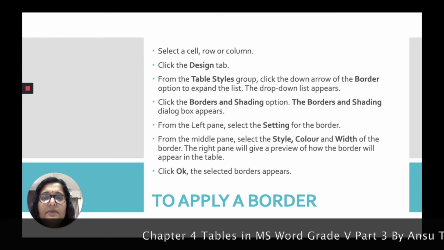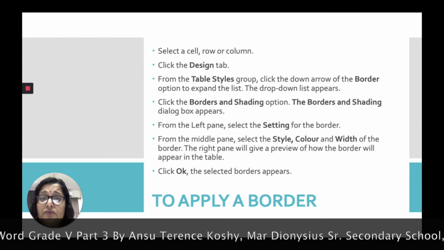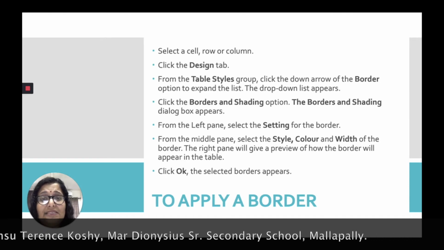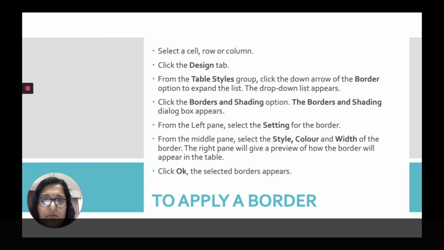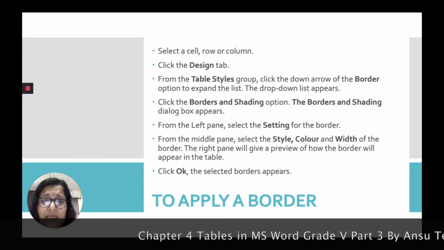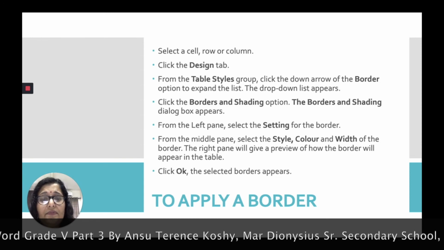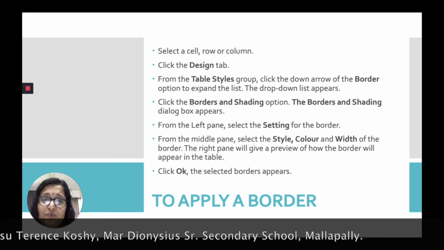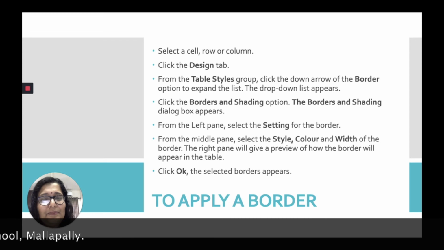It's very simple. You have to first select the cell, row, or column, then go to Design tab. In that, there is a Table Styles group. In that, you should look for borders, and when you expand, you will get borders and shading option. The dialog box appears. On the left pane, you can set the settings. In the middle pane, you can give the style, color, and width of the border, and on the right pane, it will be shown to you how it will look like, and then you can press OK. The border appears.